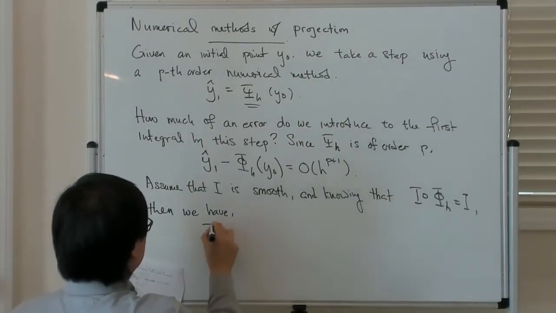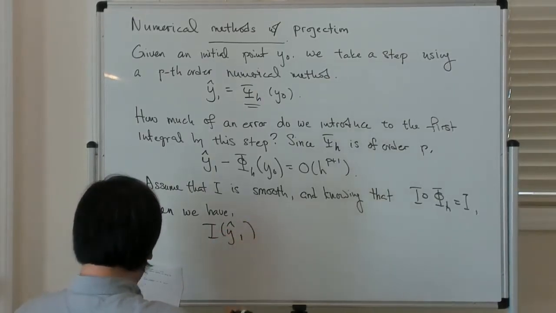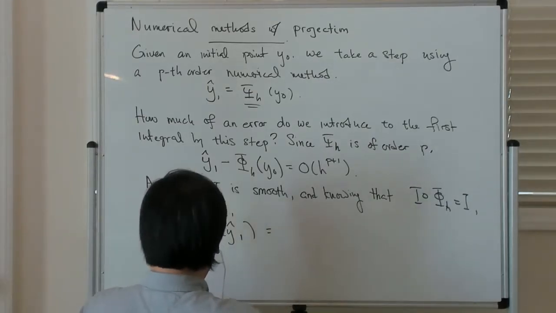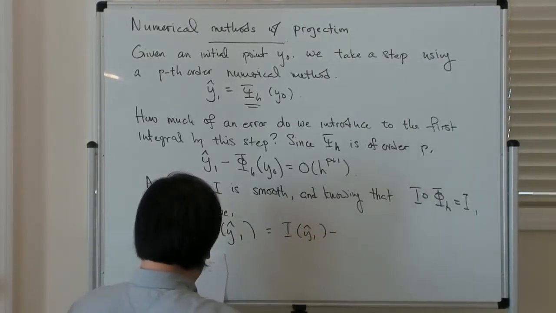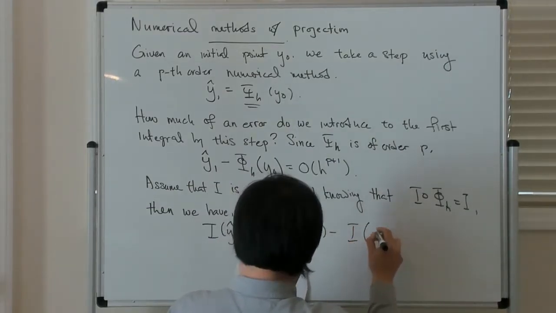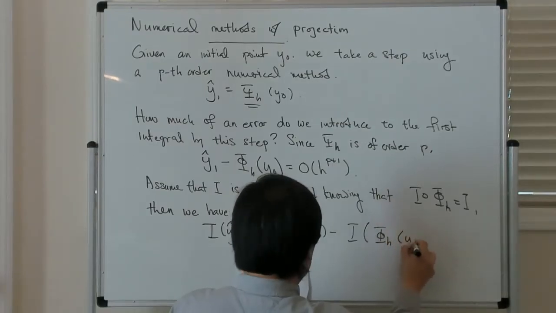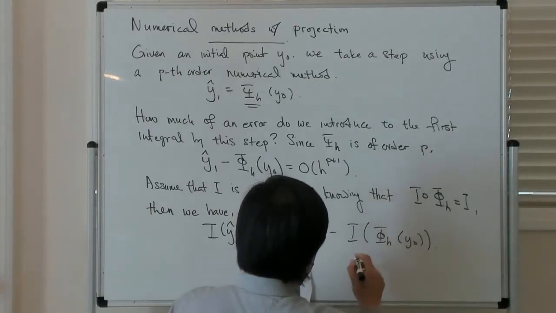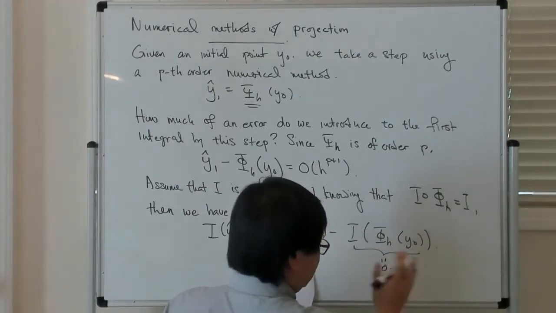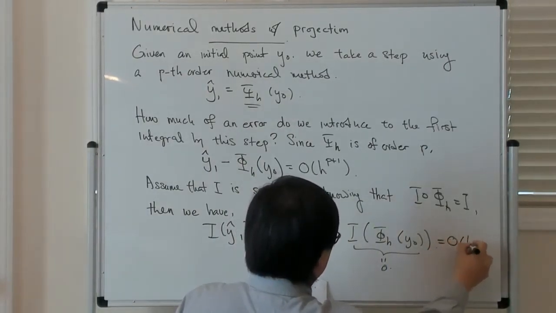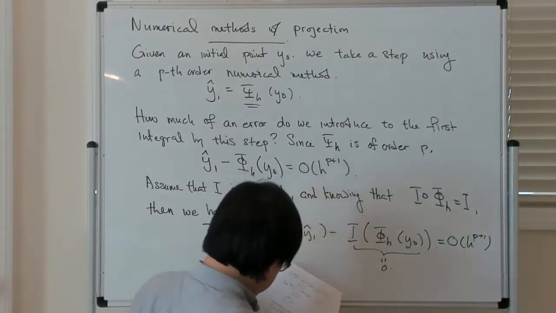You can take I applied to y1 hat. So this is equal to I of y1 hat minus I composed with the exact flow map applied to y0. And then this thing is equal to 0, at least if we're looking at the 0 level set of the first integral. So this is big O of h to the p plus 1.